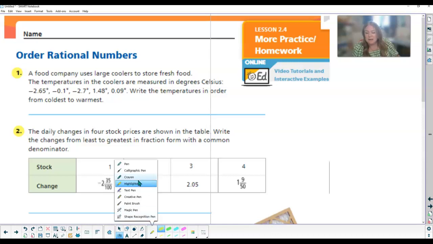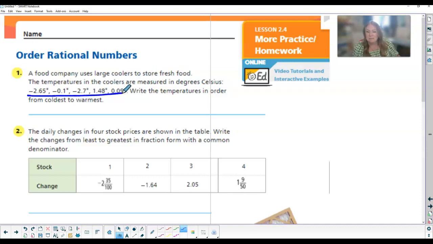So a food company is using large coolers to store fresh food. The temperatures in the coolers are measured here. And we need to write these in order from coldest to warmest. So I'm going to think of this like a thermometer. And I do notice they're all already in decimals, so that is good news.